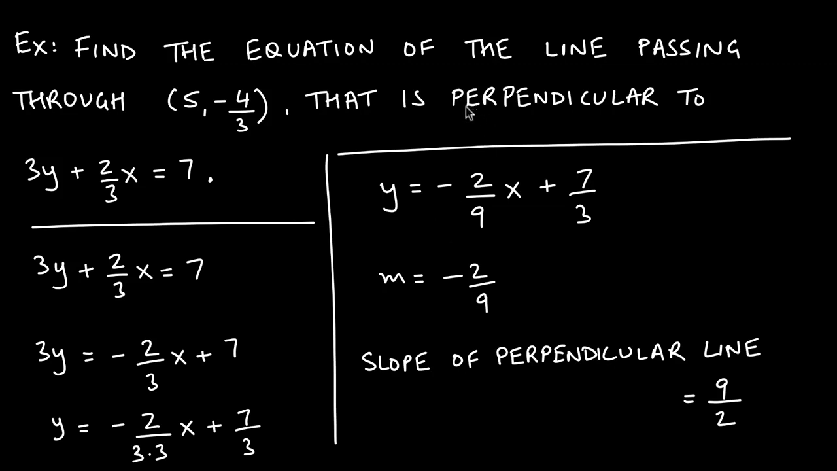Now, again, remember that the question had said to find the equation of a perpendicular line. Now, if this question had said parallel instead, the slope of the parallel line would be the same as this, would just be negative 2 over 9. However, since the question says to find the slope of a perpendicular line, we have to find the negative inverse of this number. So because this is already negative, the slope of the perpendicular line must be positive. It has to have the changed sign. And the 2 over 9 flips to 9 over 2. So what we can determine from here is that the slope of the perpendicular line, the new line that we're looking for, has to be 9 over 2.